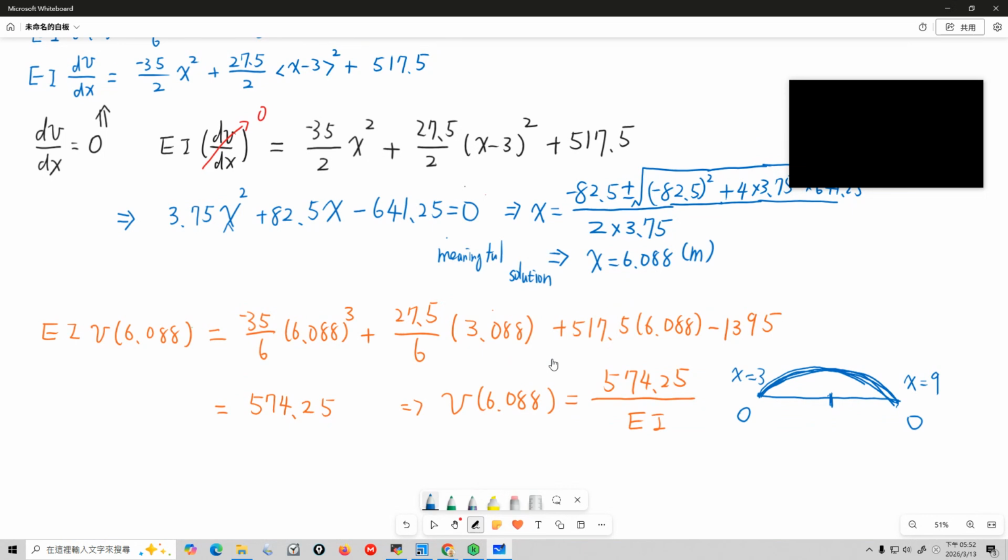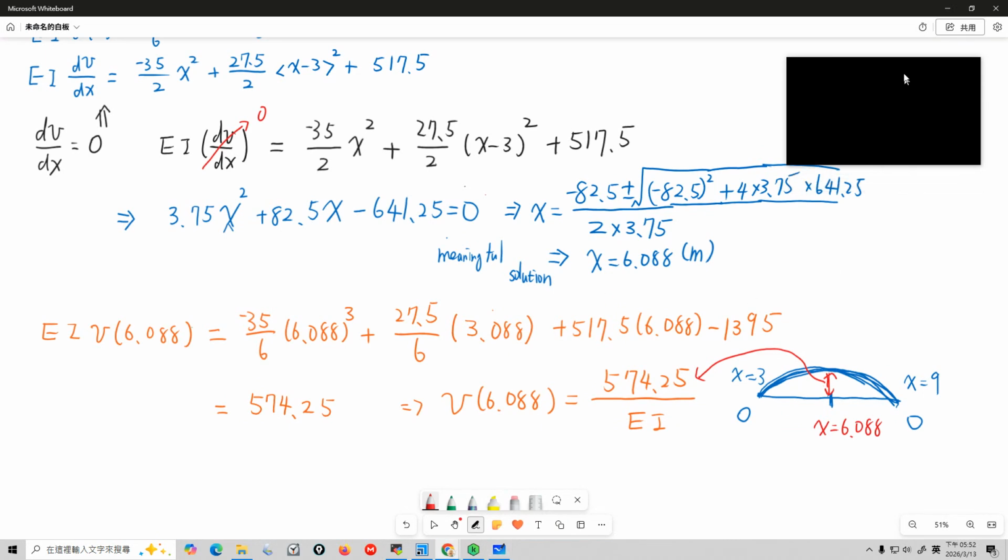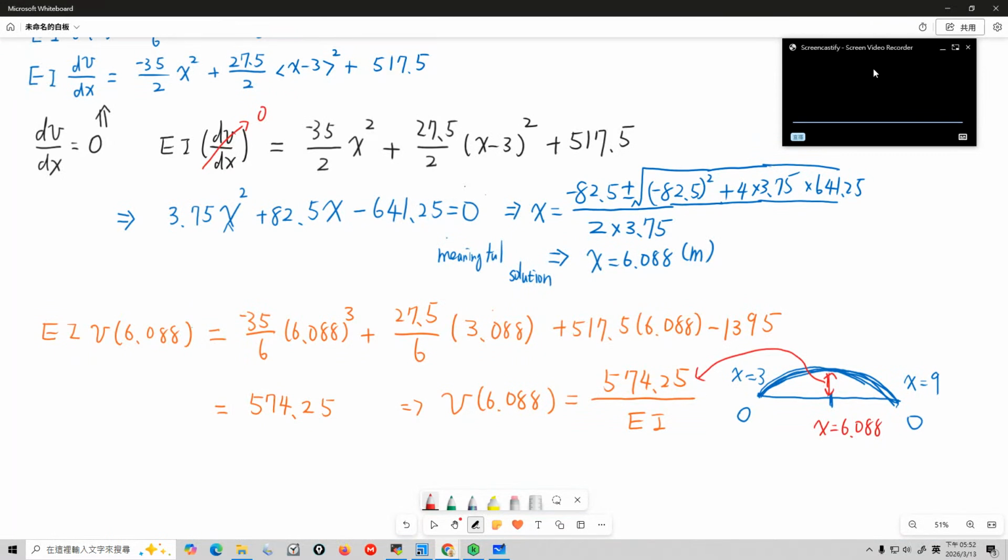Now the deflection is here, at x equal to 6.088, and the displacement is this value. It's positive, which means the position is upward. So we found a maximum displacement for x from 3 to 9.